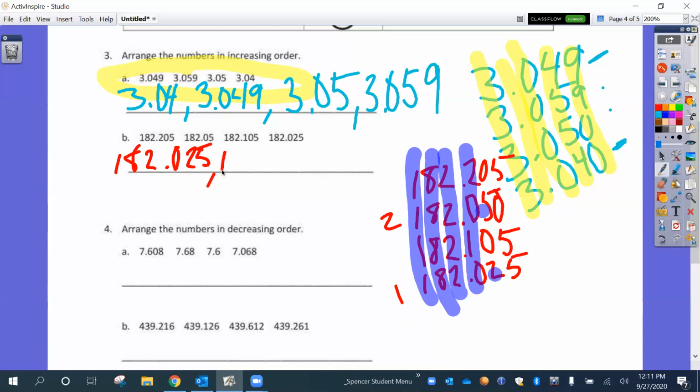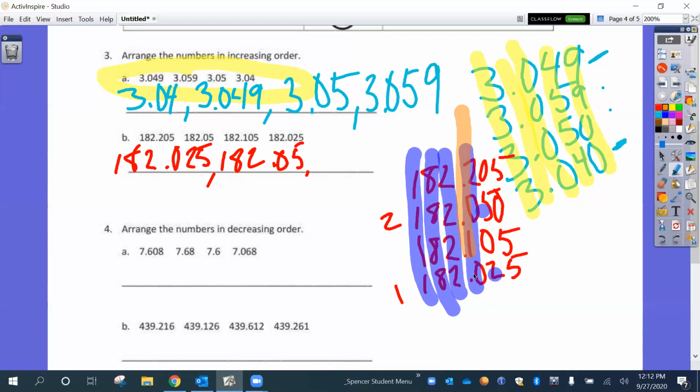And then our second number is 182 and 500ths. So what's our next largest number? Well, let me change highlighters. Well, they both have, whoops.